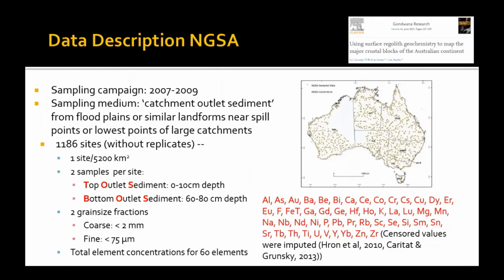And they have elemental concentrations for 60 elements. Of these 60 elements, this particular study actually ended up using 50. The reason why the others were thrown out was because they ended up having too many censored values. And so the results would have been not particularly reliable, so it was better to remove them. And that was work carried out with a geochemist and a geologist. And the geochemist has some 40 years experience in these kind of data.